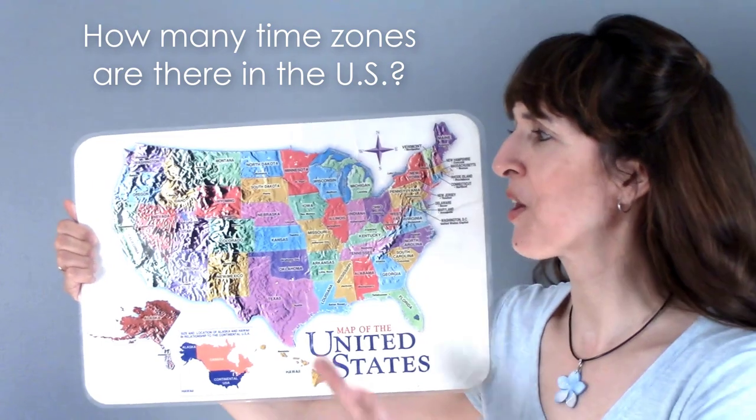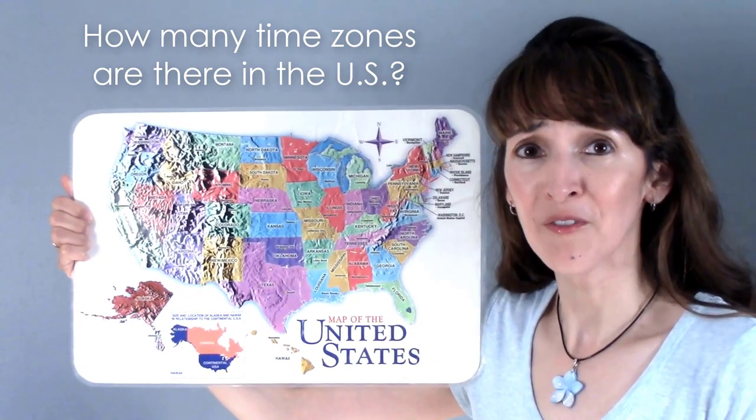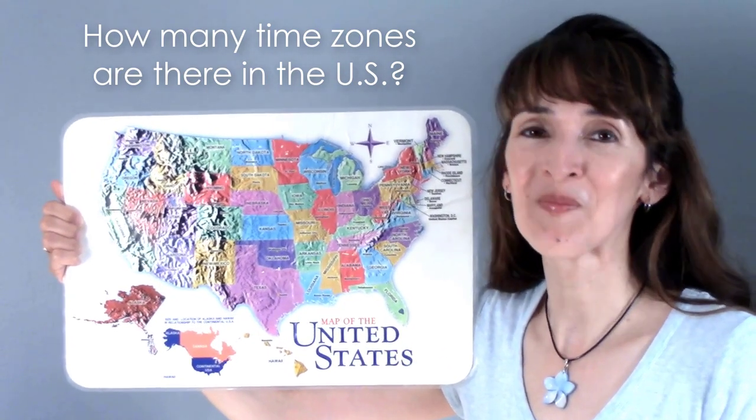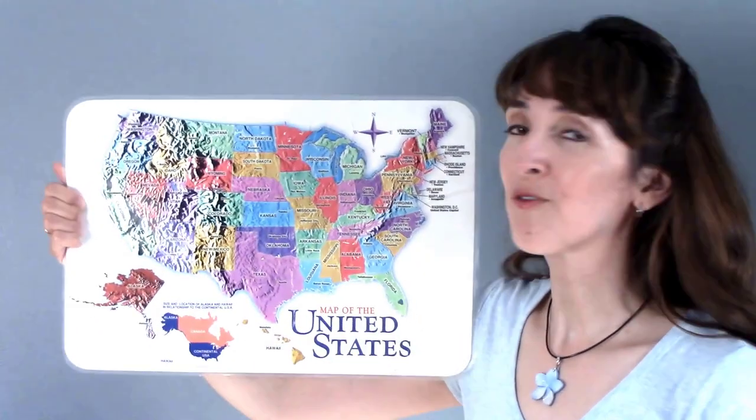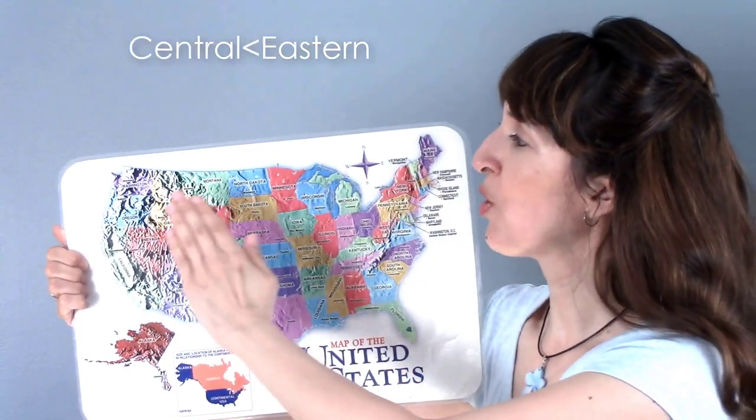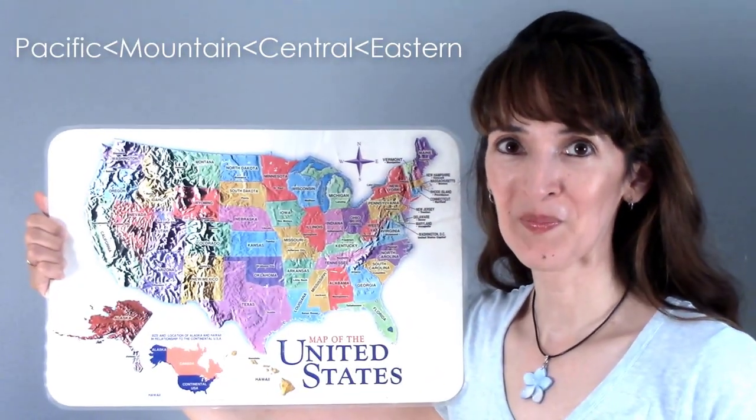Okay, while we're talking about regions, let's briefly mention time zones. How many time zones are there in the US? Three, four, five, six? Six. On the mainland, the 48 states have four time zones: Eastern, Central, Mountain, and Pacific. Then there's Alaska and there's Hawaii. Hawaii doesn't observe daylight saving time, so it gets confusing sometimes for us to make the time conversions.